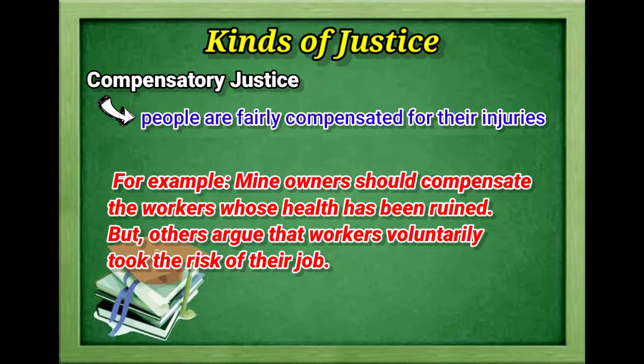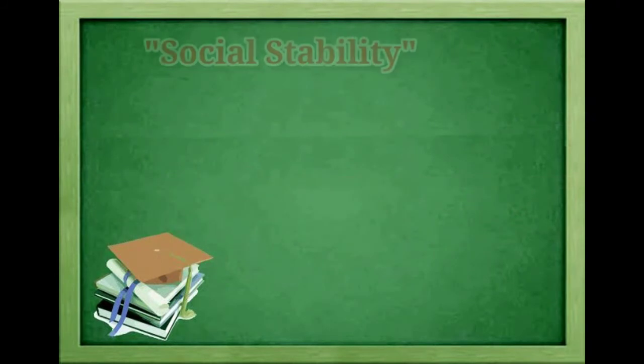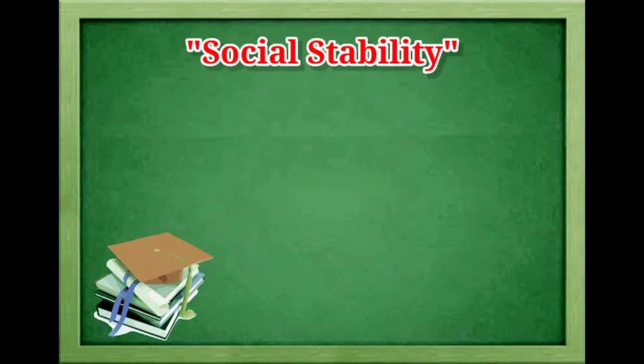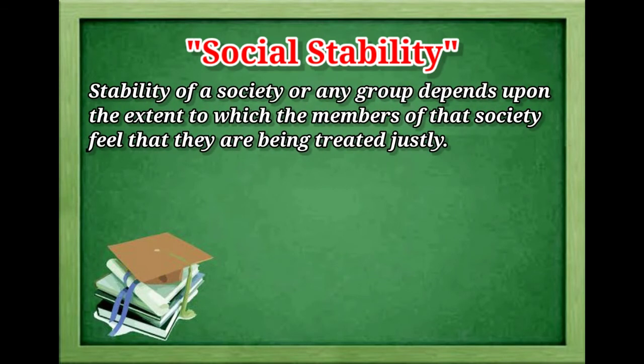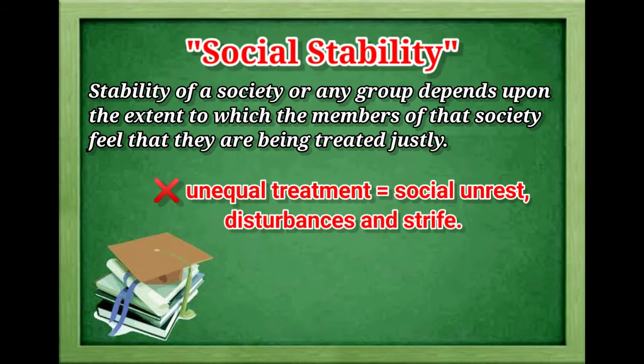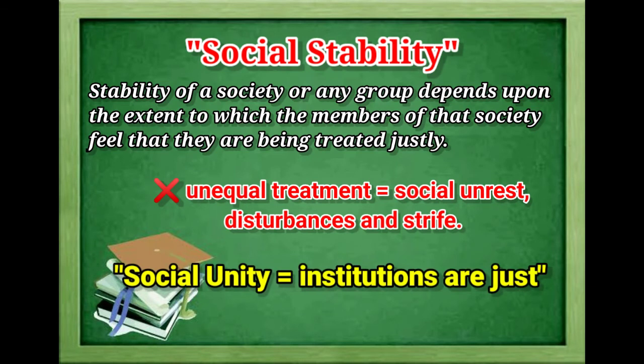The foundation of justice can be traced to the notion of social stability. As the ethicist John Rawls has pointed out, the stability of a society or any group depends upon the extent to which the members of that society feel that they are being treated justly. When some of society's members come to feel that they are subject to unequal treatment, the foundations have been laid for social unrest, disturbances, and strife. The members of a community will retain their social unity only to the extent that their institutions are just.